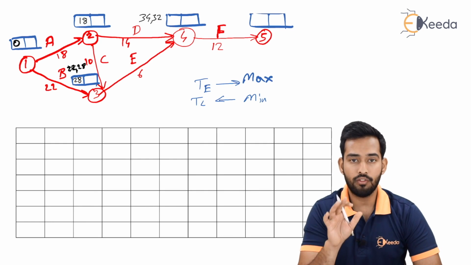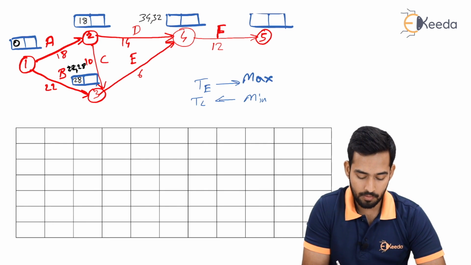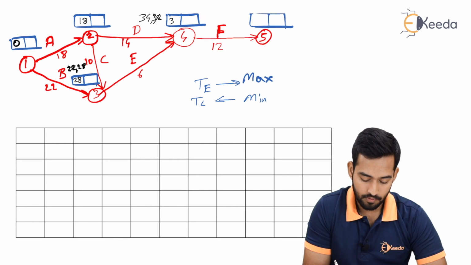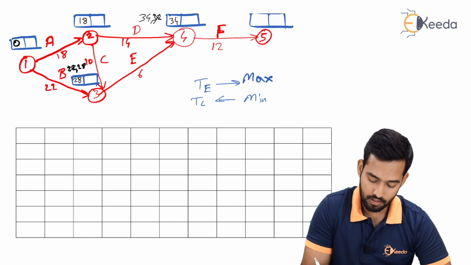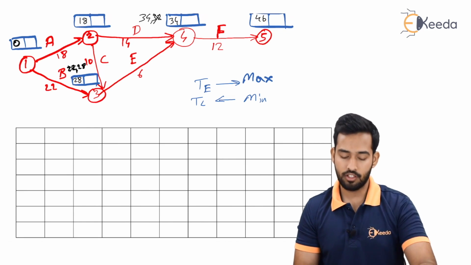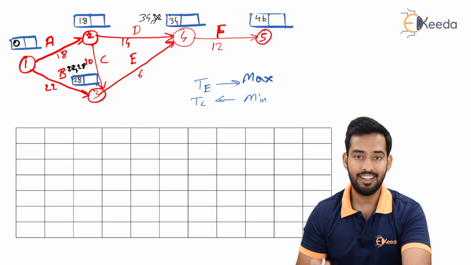So we have to keep what? We have to keep the maximum value. So we have to keep 34. Now 34 plus 12 will give us what? Will give us 46. So our total project duration is what? It is 46.